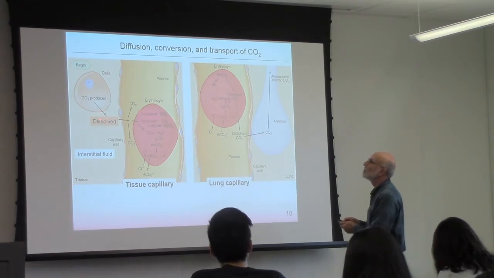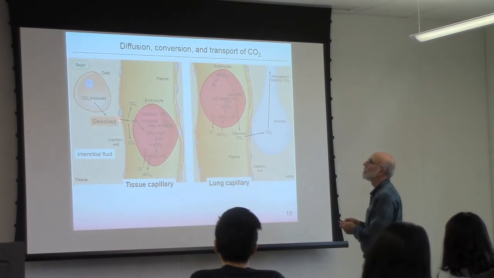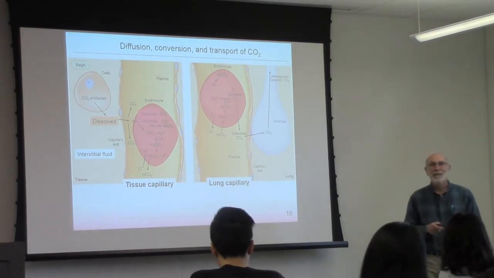Okay? And so CO2 is in the interstitial fluid. It's dissolved. It's a solute. Then this arrow. What would this arrow be? Let's unpack that arrow in all its fabulous detail.